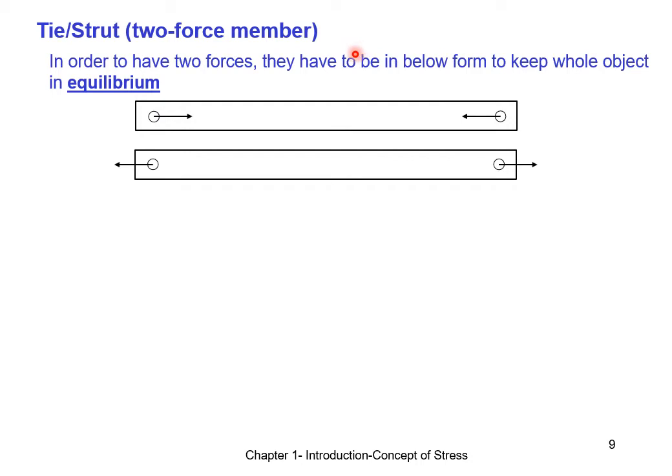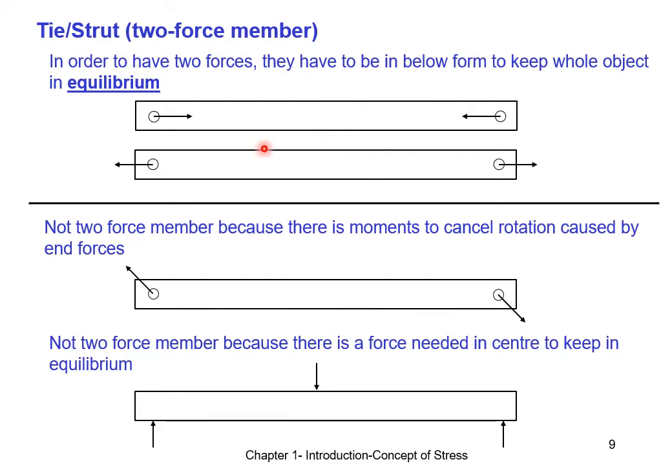As you have seen earlier, for two force members, the two forces must point away or towards each other to keep it in equilibrium. If the two forces do not point towards each other, there will be rotation in this case. It calls for additional forces or moments to keep it in equilibrium. Hence, this is not a two force member.